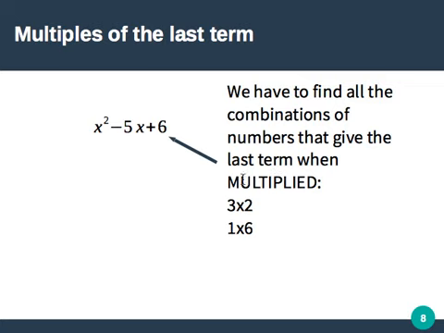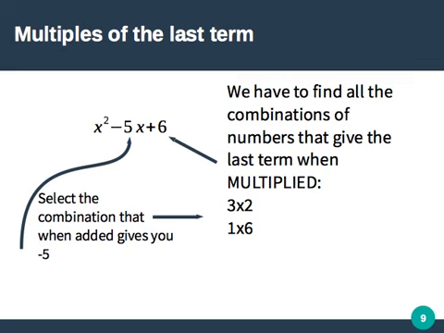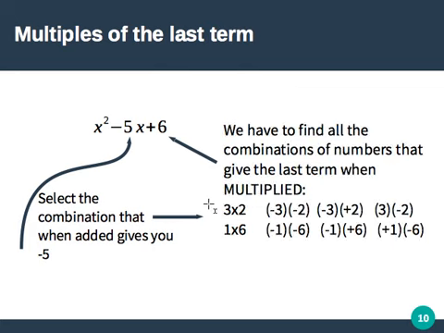We have this combination of numbers, but of course, when you add them, it's not going to be negative 5, right? That's going to be the next step. You have to select the combination that, when you add them, gives you negative 5. As we saw before, when you have two positive numbers, it's not going to give you a negative. Even this one, 1 plus 6, it's not negative 5. No, it's not.